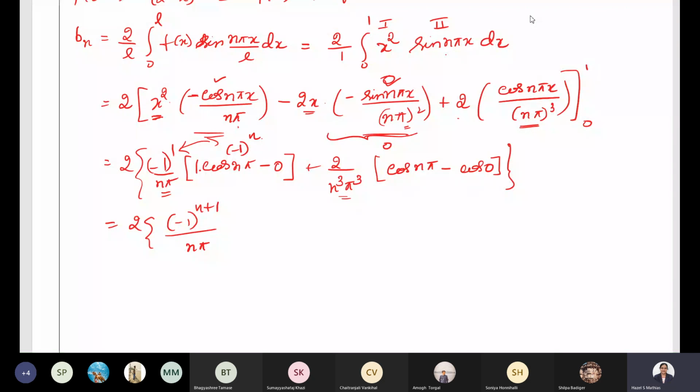Then come to this point, it will be 2 divided by n cube pi cube. Cos n pi can be written as minus 1 power n, minus cos 0 value is 1. So this is what we get.